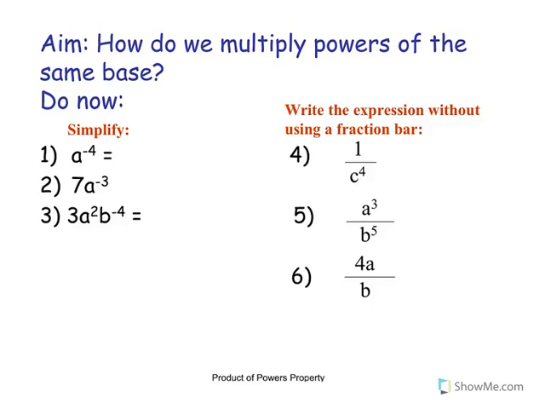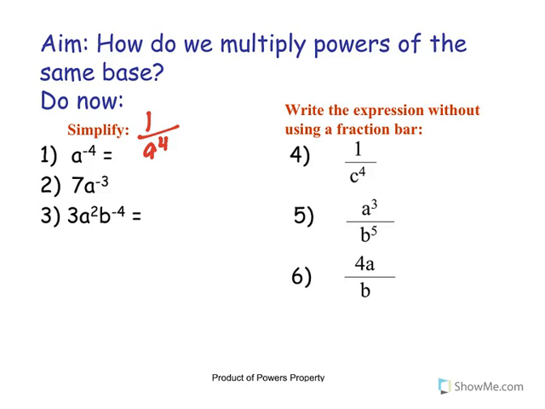Good morning, guys. So we're going to do a quick review of what we talked about last period, and then we're going to start developing our rules for multiplying powers of the same base. So for the first one, we have a to the negative fourth, which is our definition in our textbook, kind of negative exponent. So that's going to be 1 divided by a to the fourth.